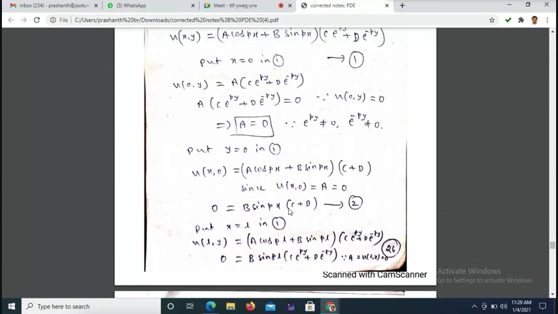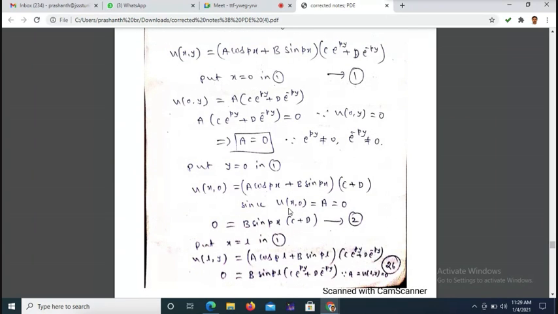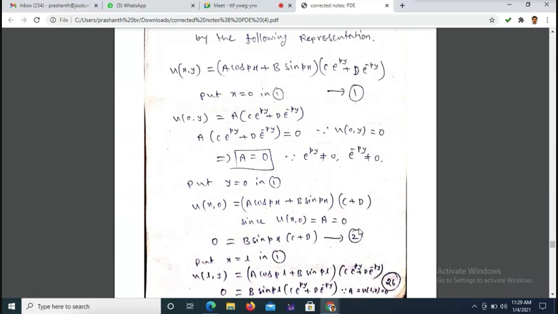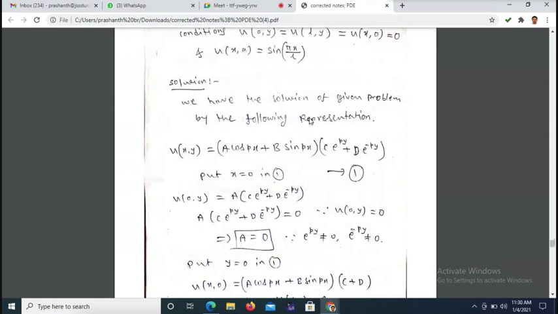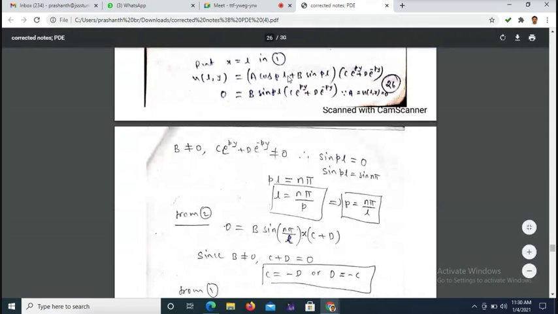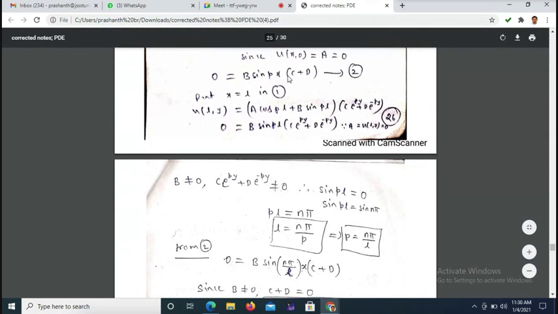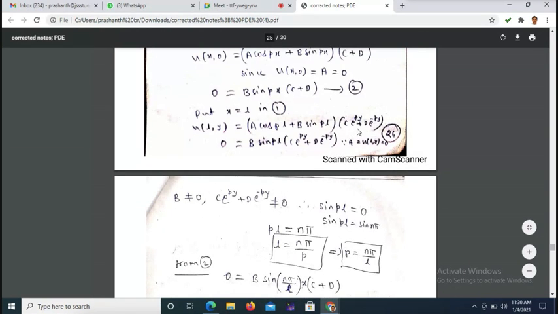Now put x equals L in equation 1, and call this equation 2. Why am I substituting x equals L? Because we have the data: u of L comma y is 0. I have used u of x comma 0 and u of 0 comma y also. Wherever x is there you put L: a cos pl plus b sin pl, into c e power py plus d e power minus py. So u of L comma y by the given data is 0.